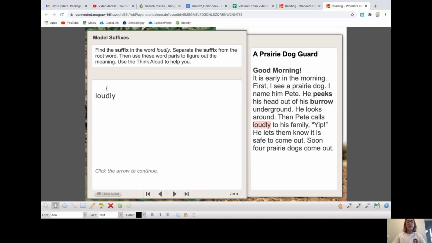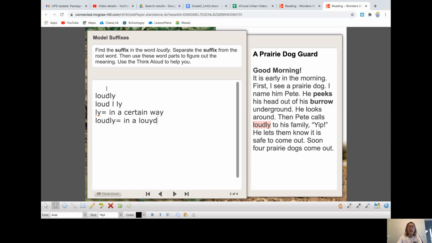So we're going to write the whole word down, loudly. Okay? So now we're going to separate the root word, which is loud, and we're going to put a line in between it and the suffix ly. Now we know ly means in a certain way. So loudly means in a loud way.